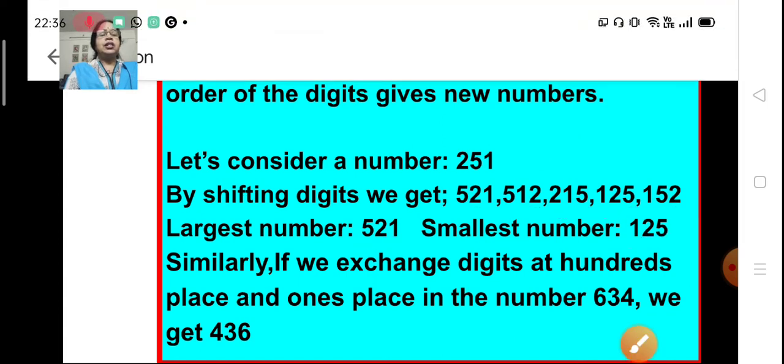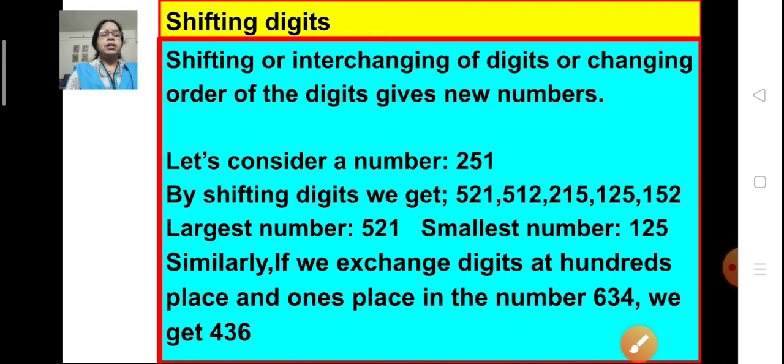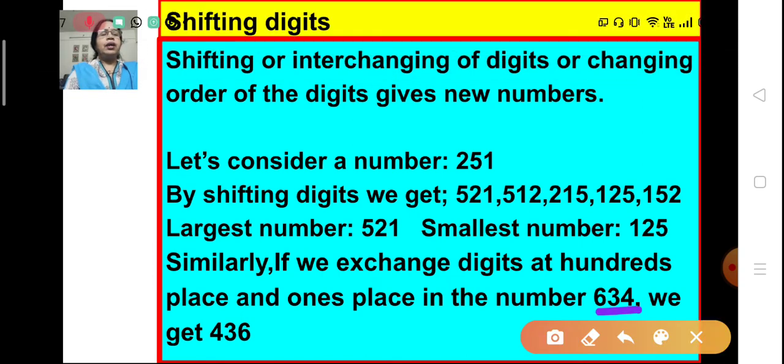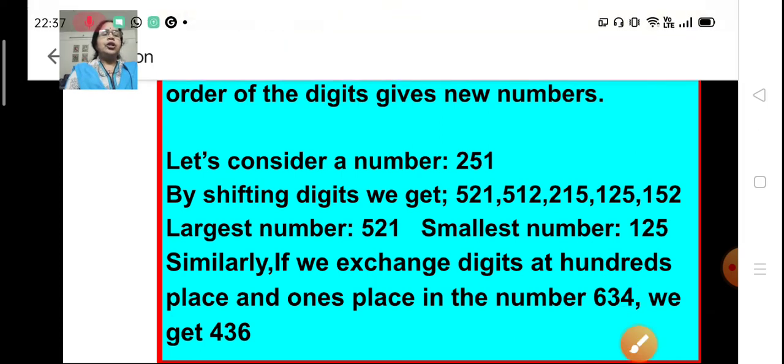Similarly, suppose we have the number 634. Here, if we interchange the digits in ones place and hundreds place, then what do we get? We get a different number, that is 436. So, shifting or interchanging the digits also gives us new numbers.